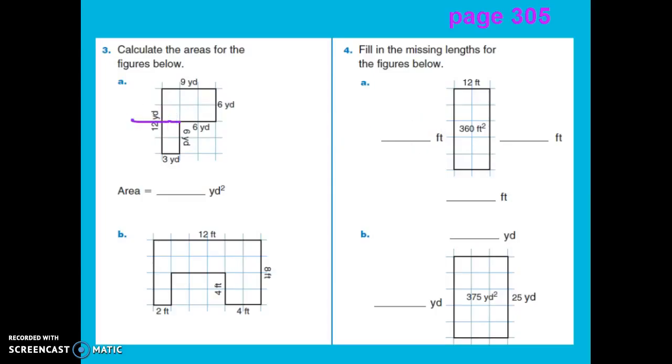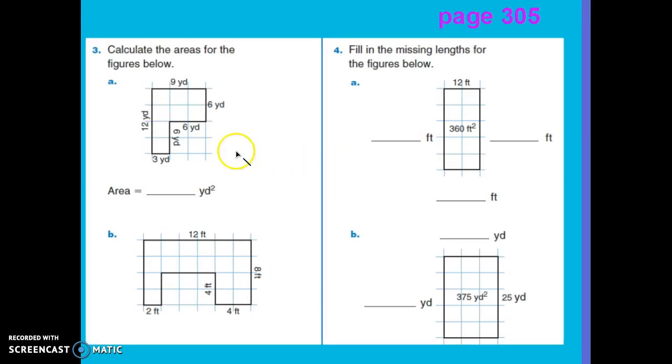Oops, let's try that again. Split this into 2 rectangles. So I'm going to take and draw just this little line right here. So now I have this larger rectangle and the smaller one.